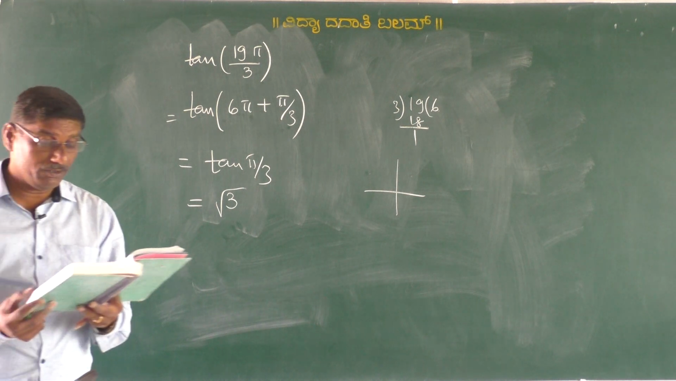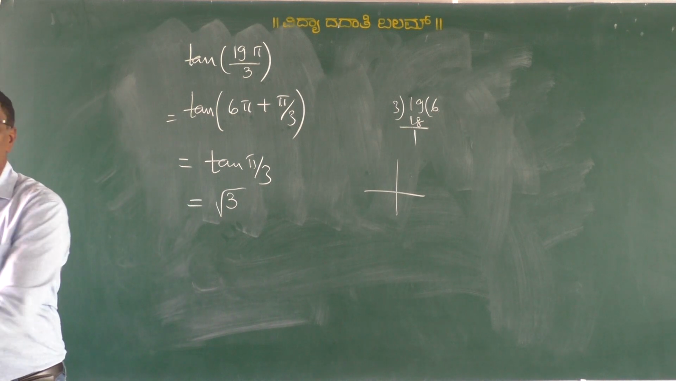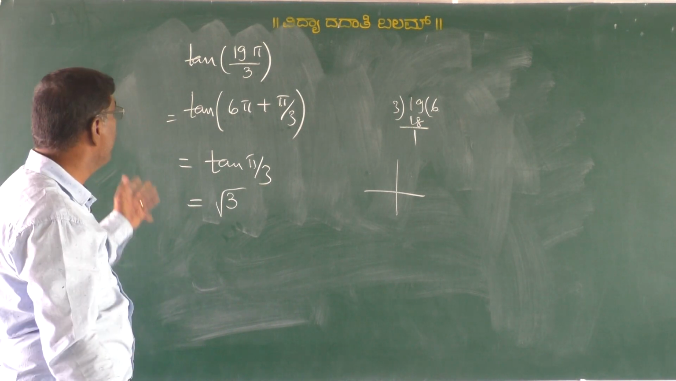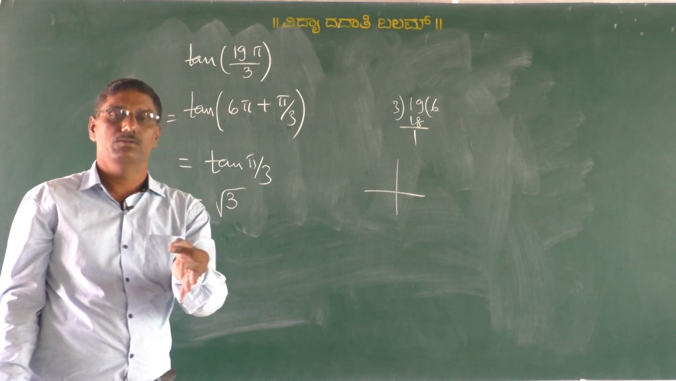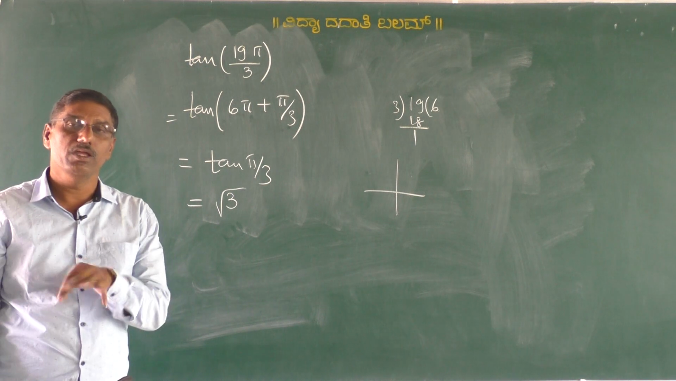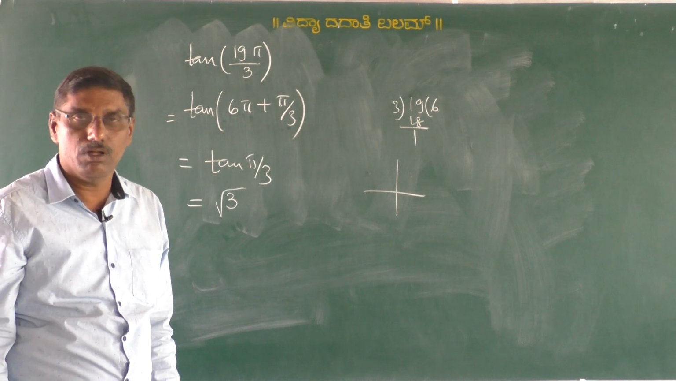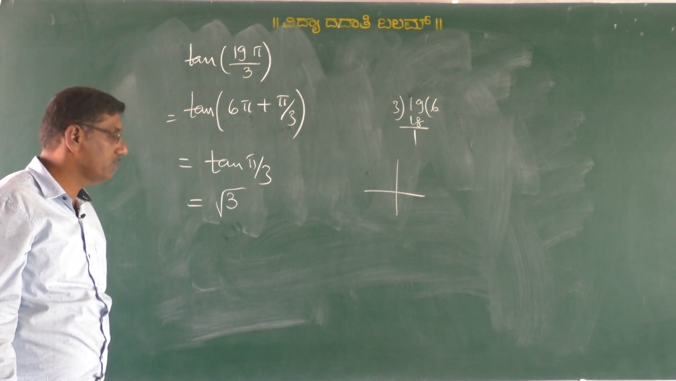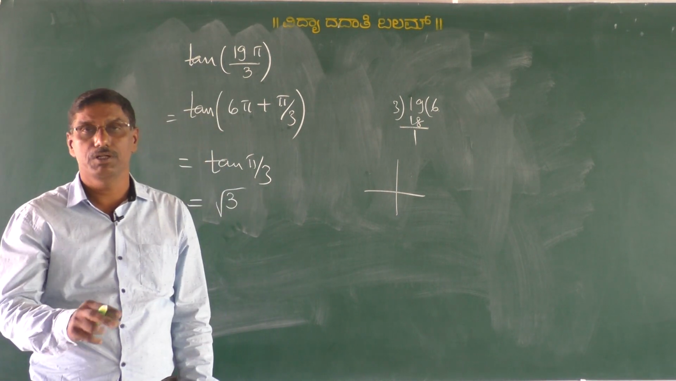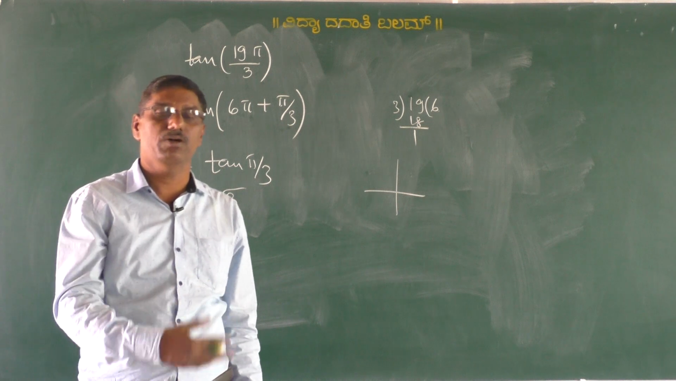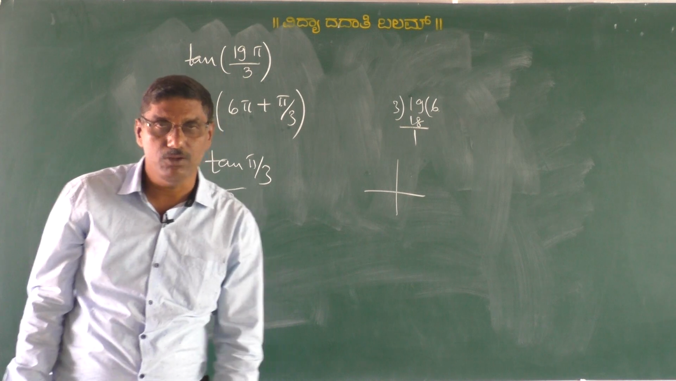The remaining two problems we have to do ourselves. This is the method we have to follow to find out the values of the given trigonometric functions by using the allied angles. Yes, are you understood, all of you? Okay, my dear students, in the next class we are going to discuss one of the important derivations, what we call the compound angles formula. Compound angles formula we will discuss in the next class. Okay. Thank you very much.